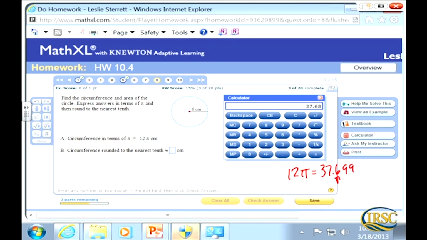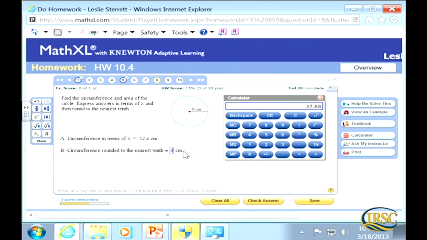So if I'm rounding to the nearest tenth, am I going to have a different answer? You're still only rounding to this digit here. So you get 37.7. Either way you work it out, here we get 37.7 as well. So it doesn't really matter in this case. You get the same answer. You get 37.7.